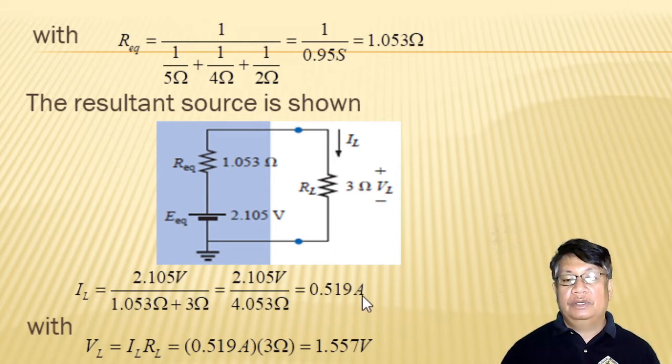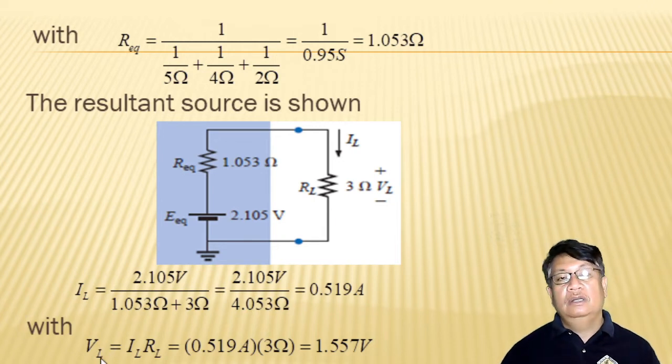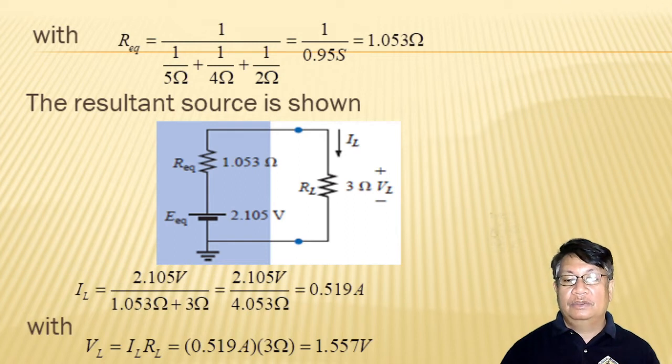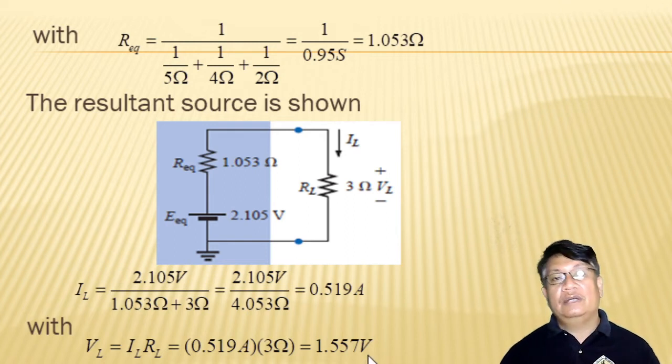0.519 amperes. If you are going to determine the load voltage drop at the load resistance of 3 ohms, you use Ohm's law. You multiply your load current and the load resistance, and that is equal to 1.557 volts. So that is our answer.